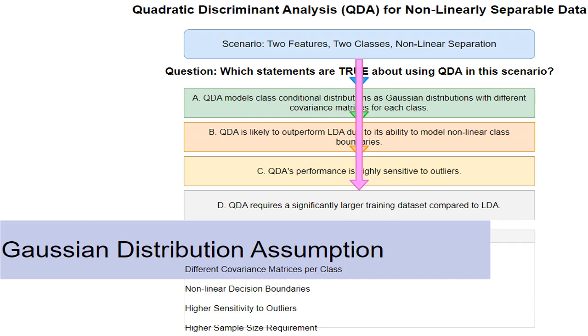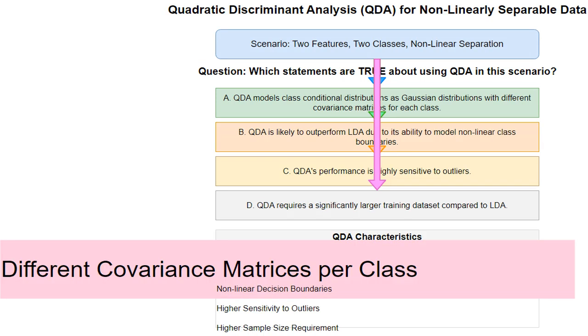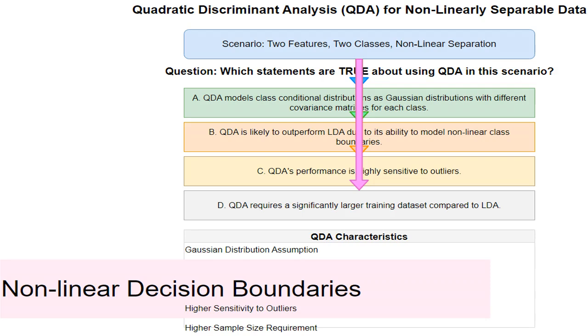I assume that the data for each class follows a bell curve, or Gaussian distribution. This is a key assumption of quadratic discriminant analysis, QDA. Unlike linear discriminant analysis, LDA, I allow each class to have its own unique spread or scatter, represented by a covariance matrix. This is what lets QDA handle nonlinear relationships. Because each class can have its own shape, I can create curvy decision boundaries, not just straight lines. This is crucial when dealing with data where classes aren't cleanly separated by a straight line.